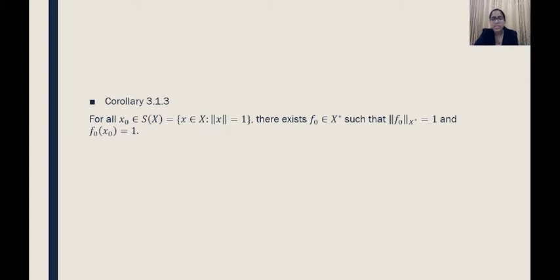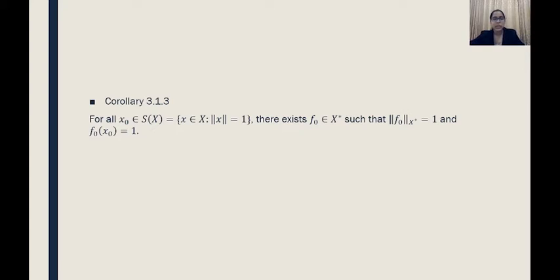So for all elements in the unit sphere, there exists f₀ an element of X star, that is a linear functional, such that the norm of f₀, that is the norm corresponding to X star, the supremum norm, is 1, and f₀ of x₀ is equal to 1. So what is the corollary saying? For any element of the unit sphere, we can always find a linear functional in the dual space such that the norm of that linear functional is 1 and f₀ of x₀ is equal to 1.